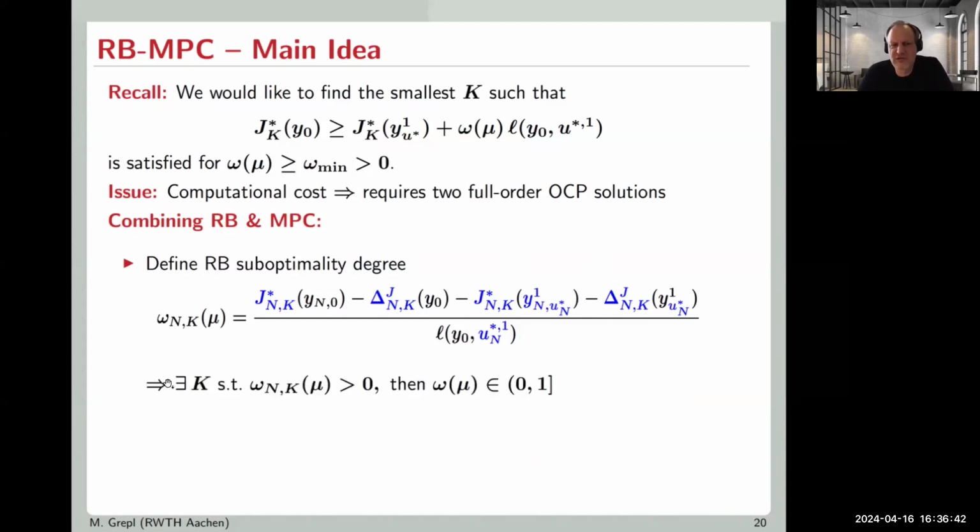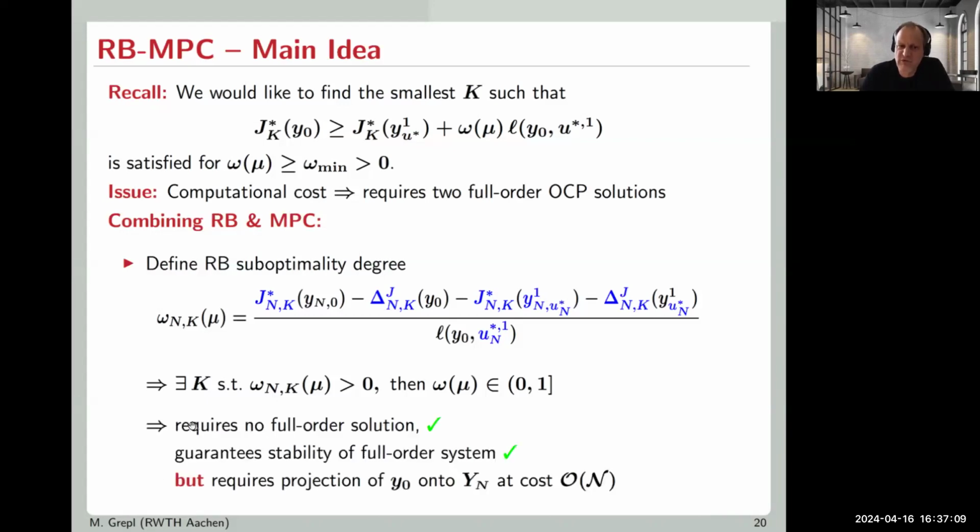And then it's easy to show that if there exists a k, minimal stabilizing horizon, such that omega nk is greater than 0, then also the original suboptimality degree is in (0, 1], meaning that our reduced basis MPC feedback law stabilizes the original full order system. And this is basically it. So we require no full order solution. We guarantee stability of the full order system.